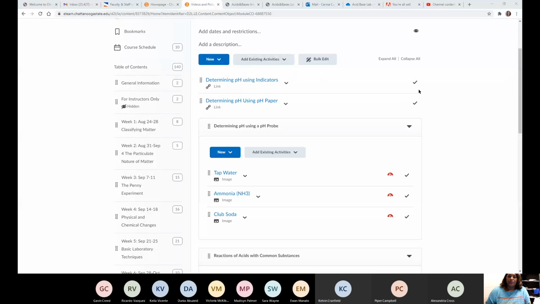In addition to determining the pH of substances using those 3 methods that we just discussed, you're going to monitor some reactions of acids with some common substances. Chemical reactions can be beneficial, especially if they're biochemical reactions that take place inside the body of a living thing, or of course inside the bodies of humans as well as other organisms.